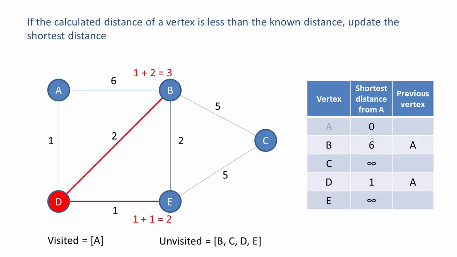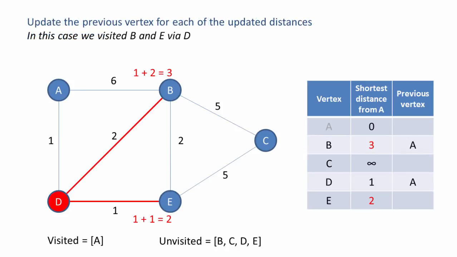If the calculated distance of a vertex is less than the known distance, update the shortest distance. The shortest known distance from A to B, as written in the table, is 6. We've just calculated a new shortest distance of 3. The shortest known distance from A to E, as per the table, is infinity, and again we've calculated a much shorter distance from A to E, so we can write these values into the table, replacing the previous values. We found some shorter paths.